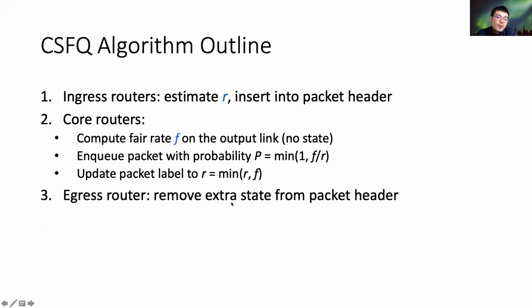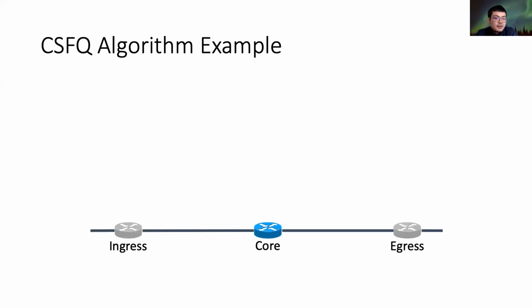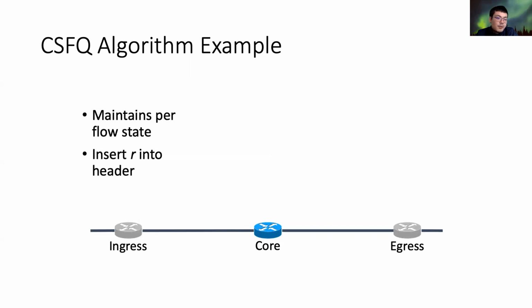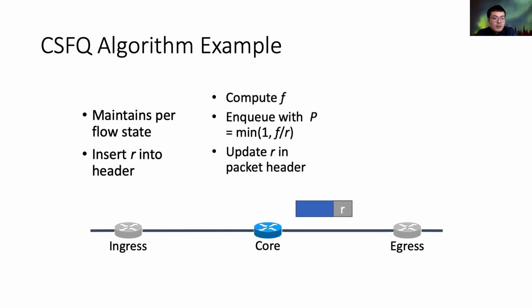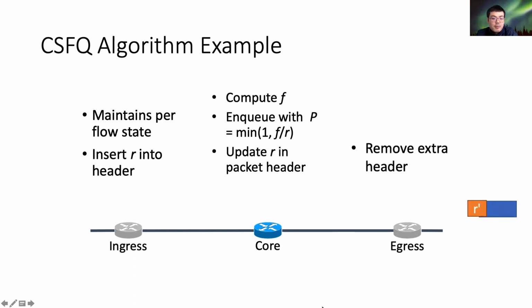The egress router is the last router, going to the destination host. Then we remove this extra state. The R is only maintained between the routers. You still see the IP packet, but you don't see this rate information. Here's an example. We maintain the per flow state, and we insert R into the header. We have a rate, and the core router may update the rate. Maybe now we should back off a little bit, because the fair rate F is low. Then we send to egress, and the application needs to remove it.